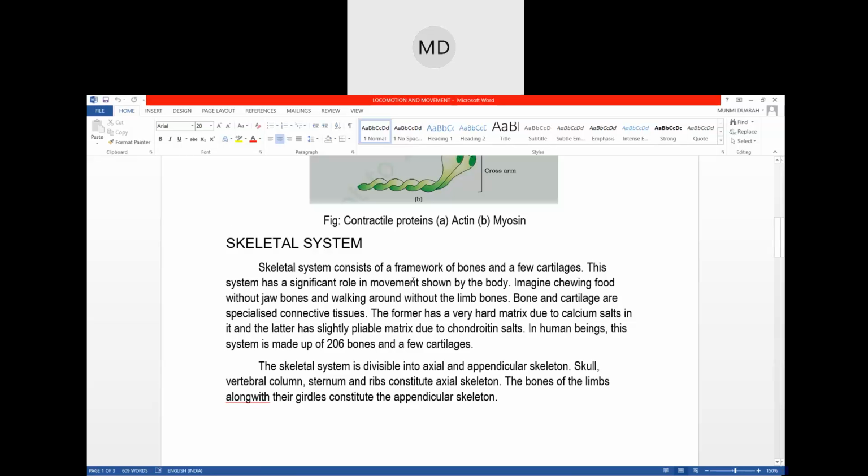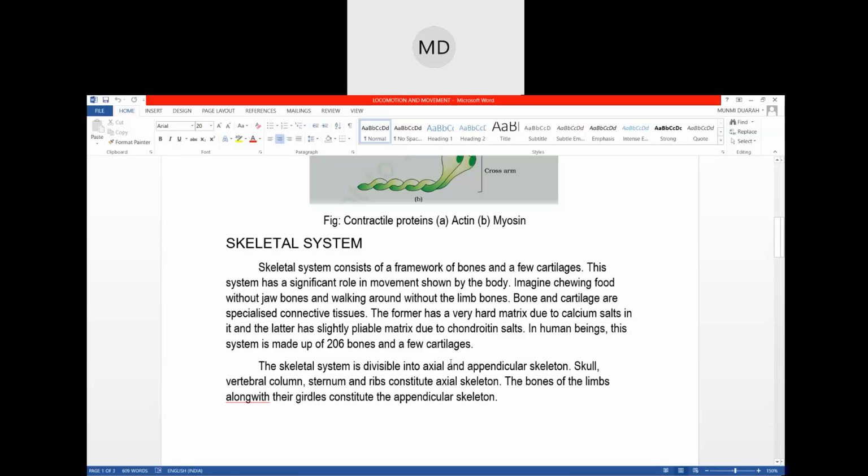So in the skeletal system in humans, as we have all learned in classes 1, 2, 3, we have a total of 206 bones. In your entire body, the total number of bones present is 206.